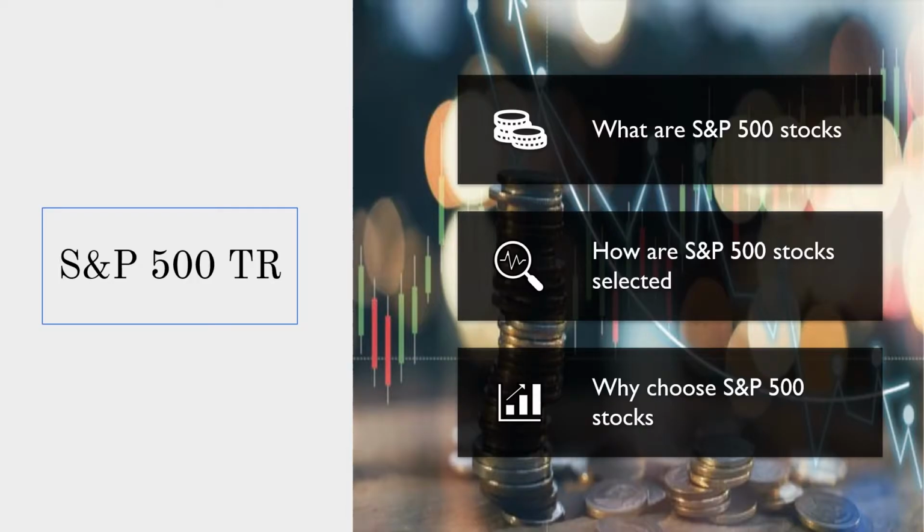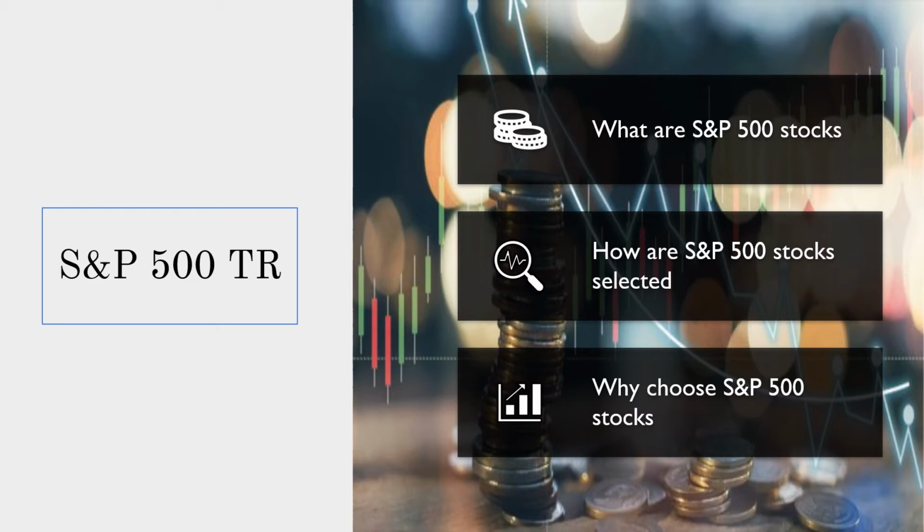What are the S&P 500 stocks? Based on the Wikipedia definition, it is the Standard & Poor's 500, a free-float weighted measurement stock market index of 500 of the largest companies listed on stock exchanges in the United States. It is one of the most commonly followed equity indices.